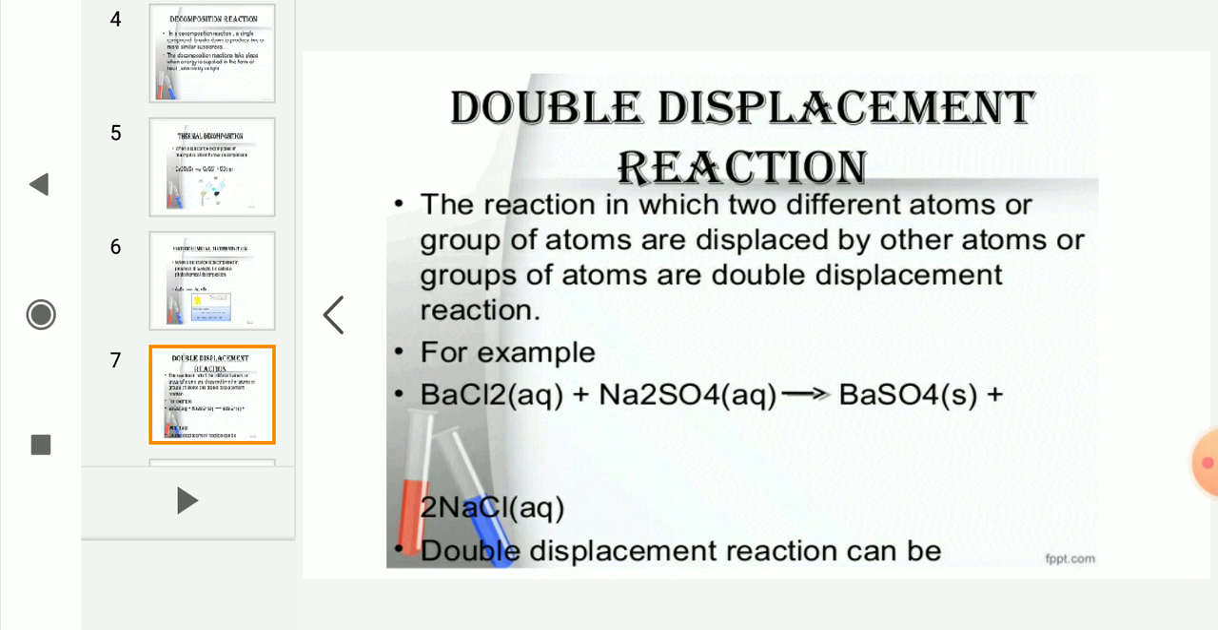An example is barium chloride. AQ means aqueous, that is, in the presence of water. BaCl2, barium chloride, reacts with sodium sulfate, which is also in the aqueous form, giving rise to barium sulfate and sodium chloride. They exchange their ions. BaCl2 plus Na2SO4 gives BaSO4 plus 2NaCl, barium sulfate plus sodium chloride.